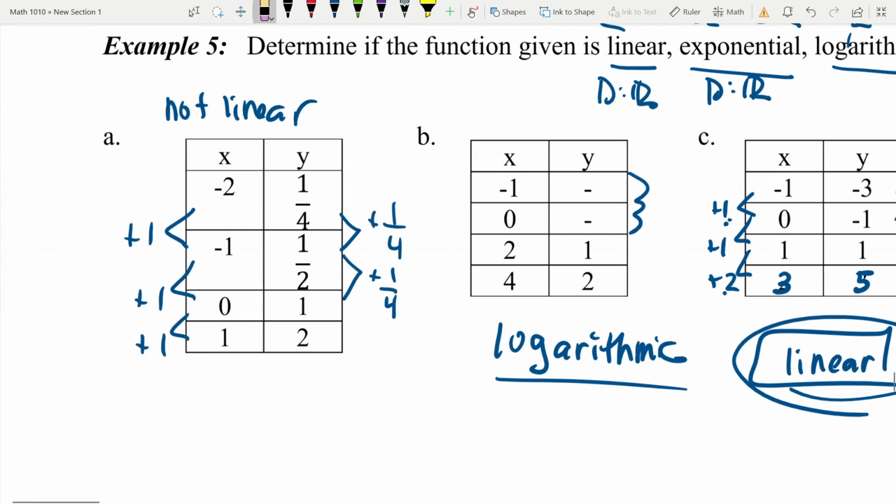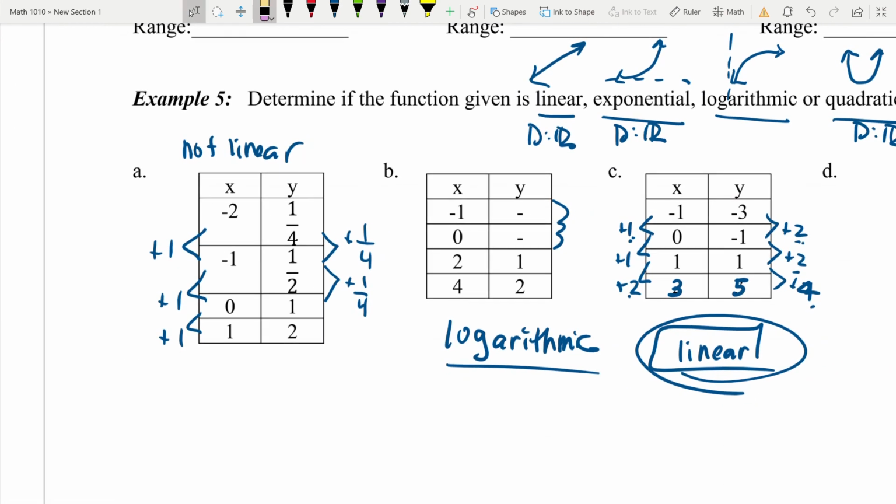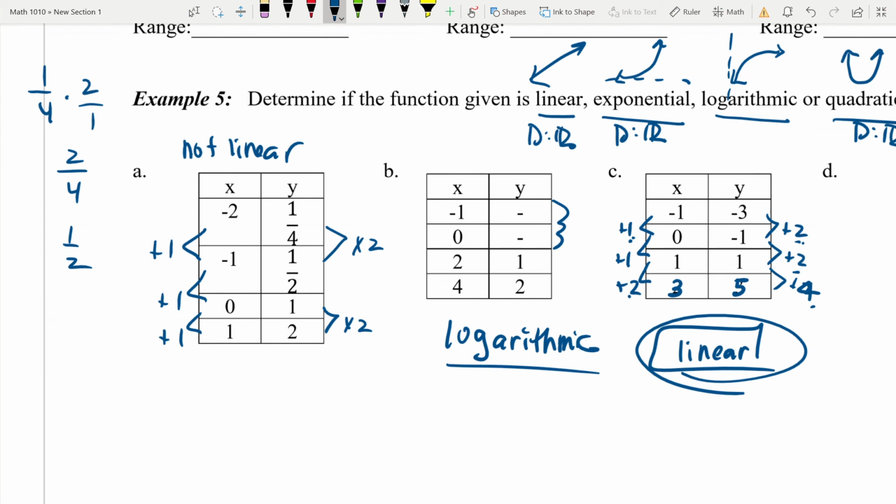Now, question A could be a log graph, but you know what I'm going to check next? I'm going to actually check if there's something that I could multiply by 1/4 to get 1/2, okay? Let's do it this way. Let's come down here because it's easier to see this way. What do I multiply by 1 to get 2? That would be a 2. 1/4 times 2. Look at this. 1/4 times 2. Put a 1 underneath that. That's 2/4, which is the same thing as 1/2. So it is times 2. Look at this guy. Is 1/2 times 2, 1? Yes.